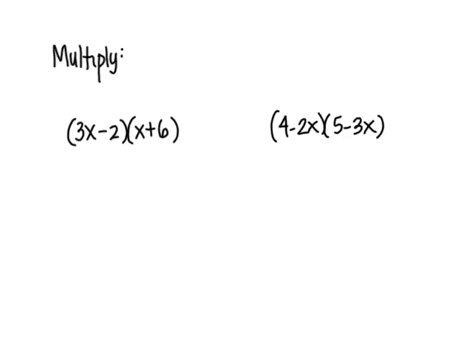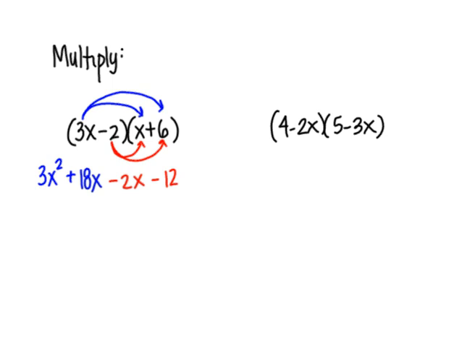I'm going to take this 3x and distribute it through. When I multiply the 3x times x, I get 3x squared. And 3x times 6 would give me an 18x. And that completes the 3x. Then I can pick back up and multiply the negative 2 through. So this would give me a negative 2x minus 12. Watch your signs.